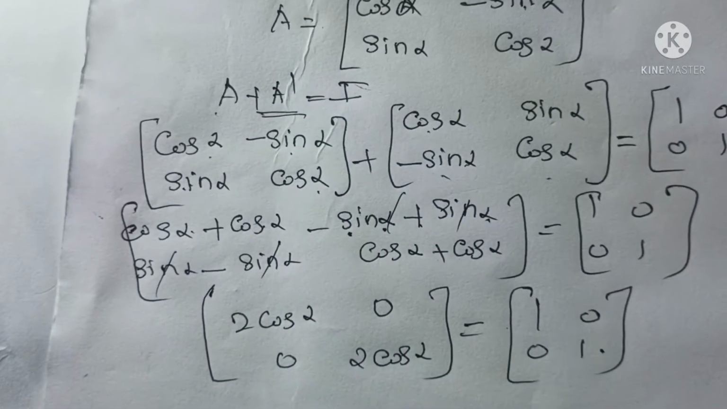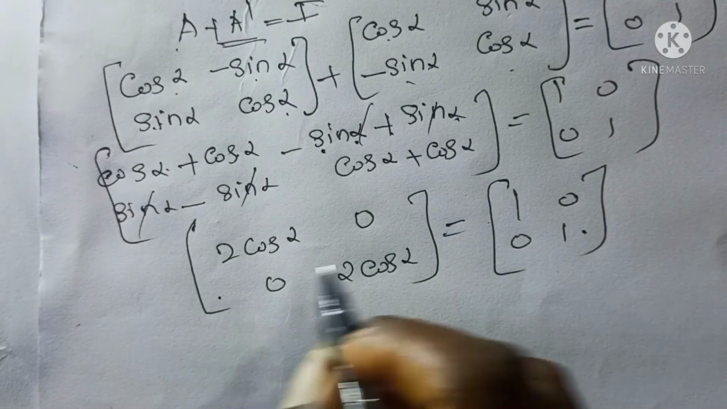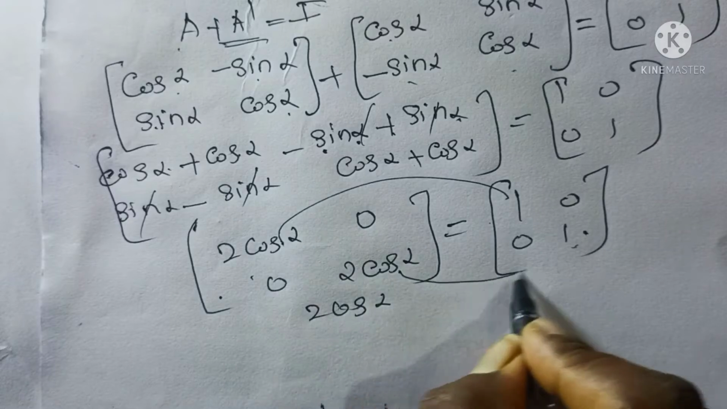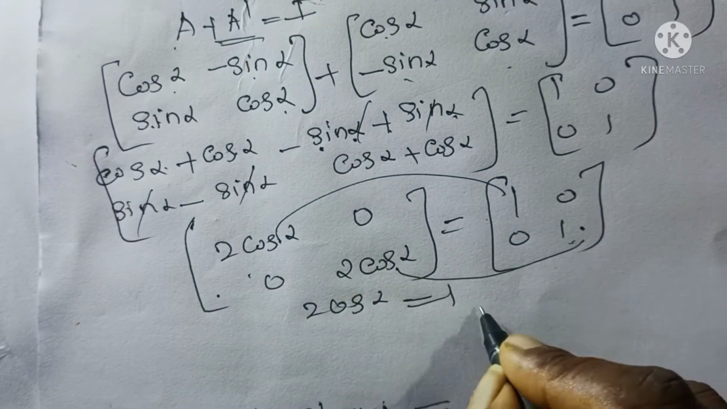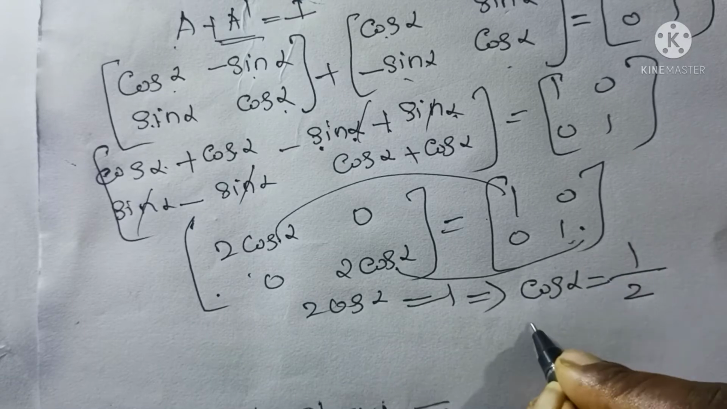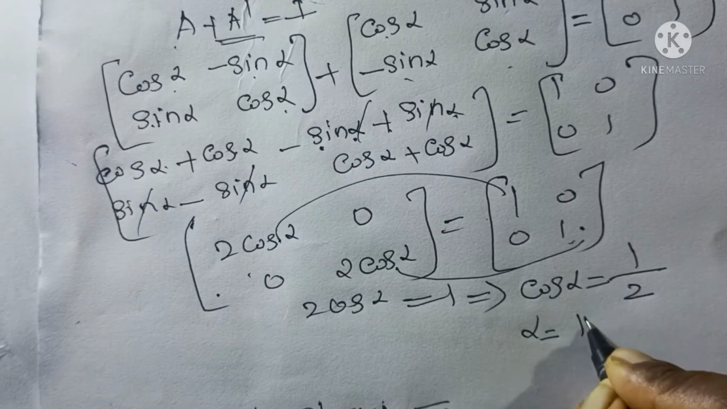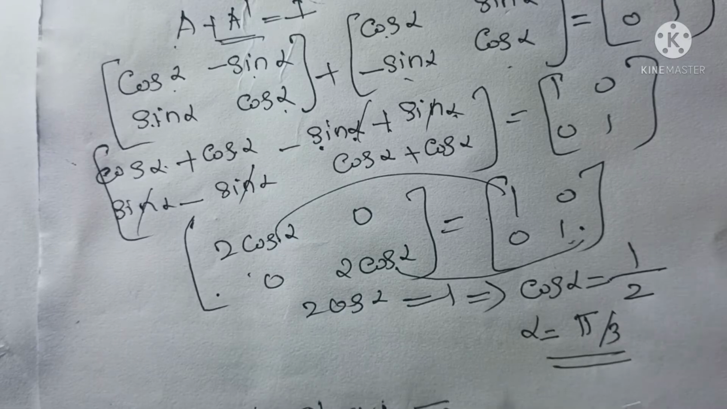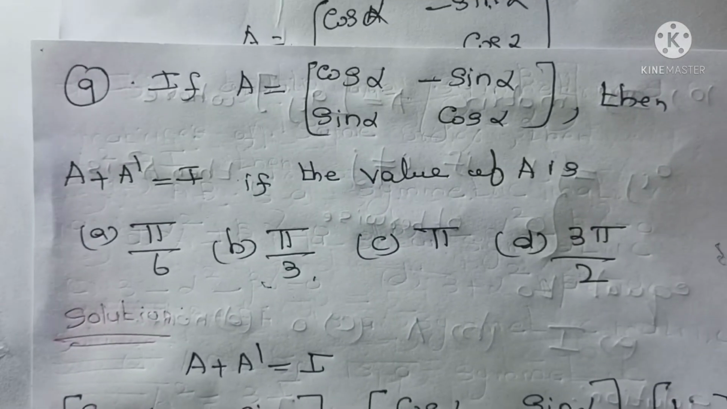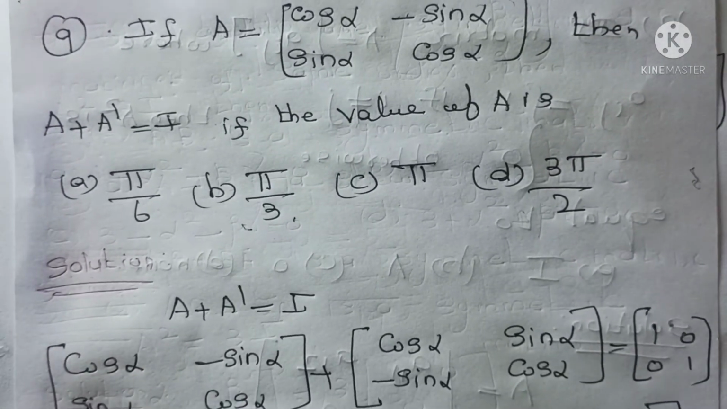Here it is a 2 by 2 matrix, here also a 2 by 2 matrix, so you can equate. So 2 cos alpha is equal to 1, here also 2 cos alpha is equal to 1. So this implies cos alpha is equal to 1 by 2, so alpha is equal to pi by 3. So which is the option? Option B is correct. Now I am showing the question and answer. If you want, you can write it.